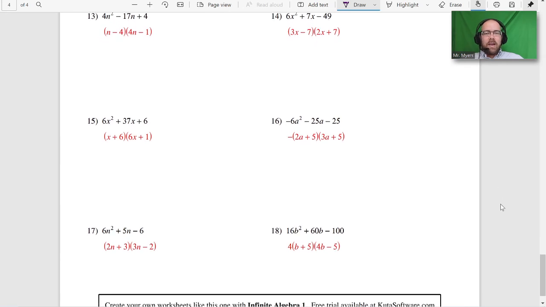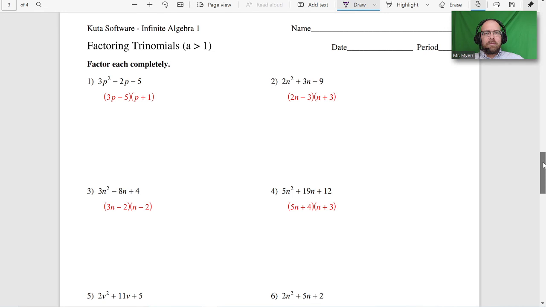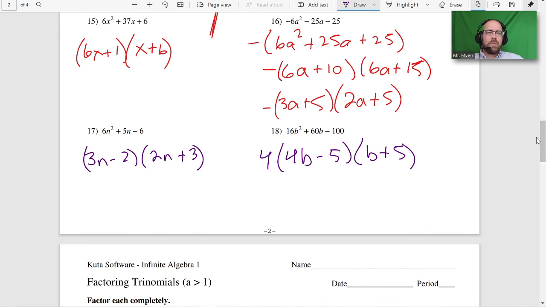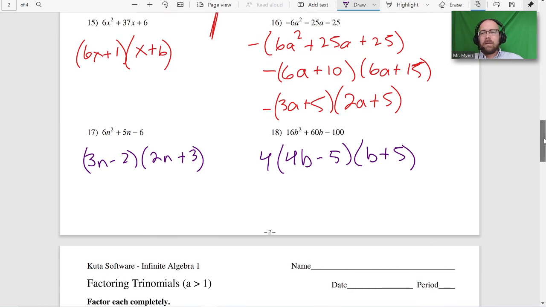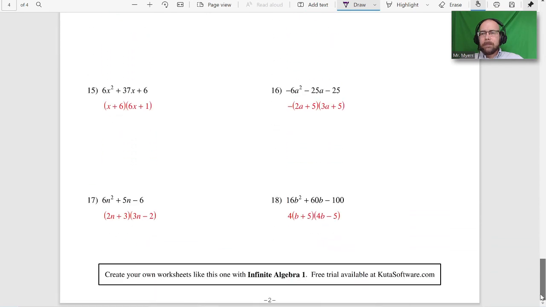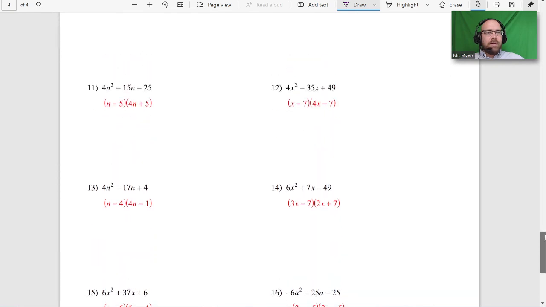And I think I got that one. It was 4b plus 5, 4b minus 5. I had them in a different order, but it doesn't matter because when you multiply things, it's all the same. But yeah, 3n minus 2, 2n plus 3. Yeah, I had those in a different order as well, but same thing. So that pretty much is it for this.